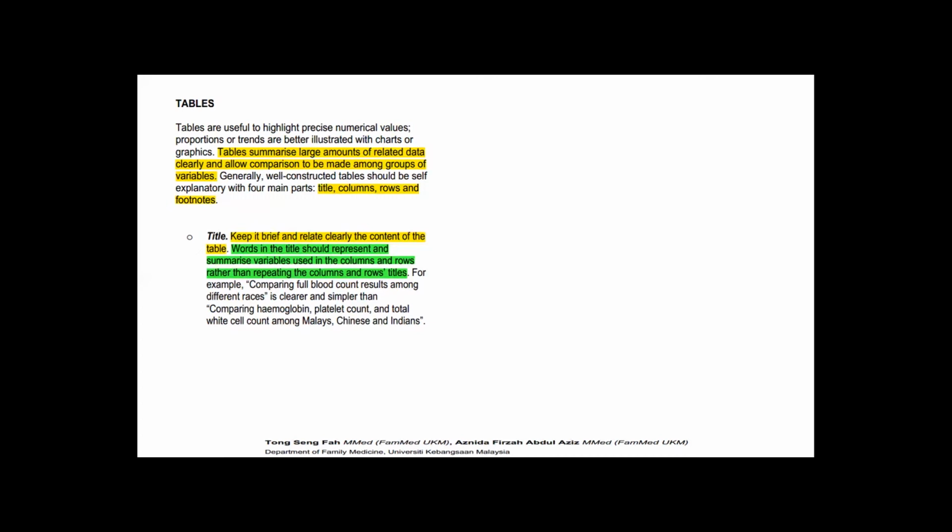Now, you realize that hemoglobin, platelet counts, and total white cell counts are components of full blood count. And so it makes sense to summarize it by saying comparing full blood count results among different races. So that is how we want to always present our title, clearly and brief, to the point.